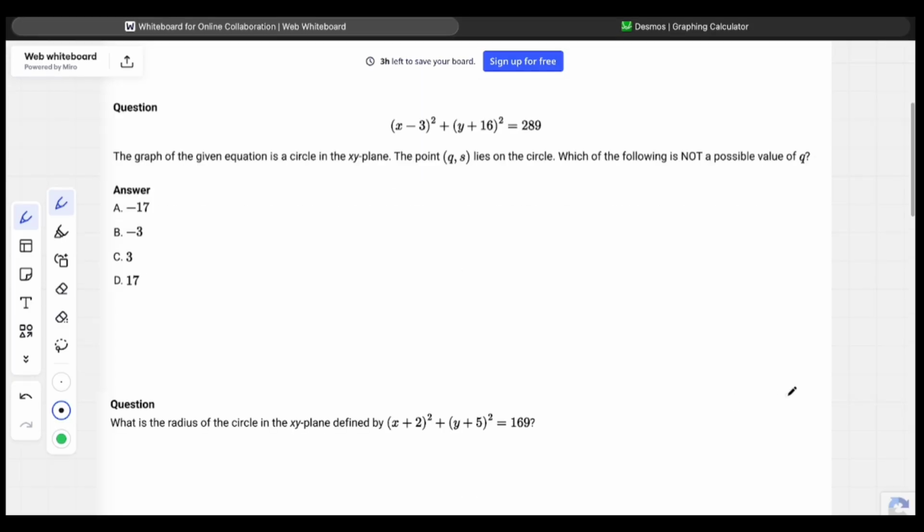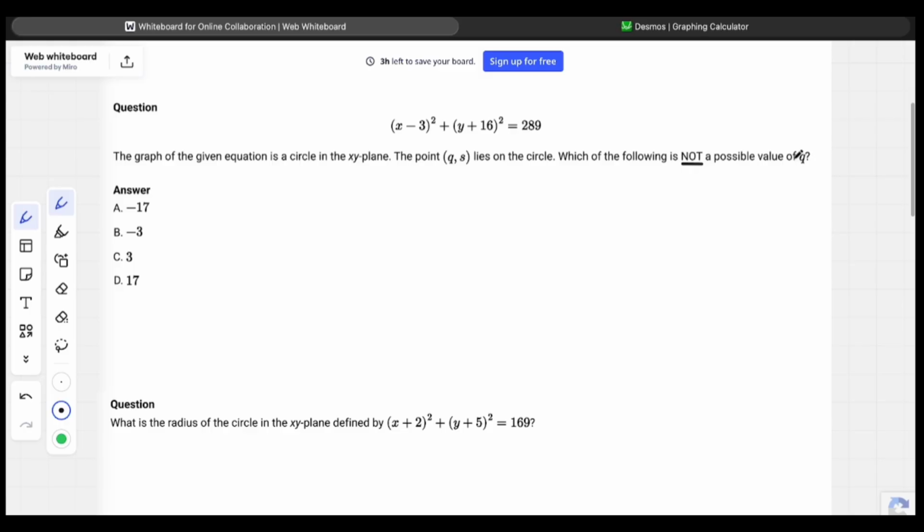Now on to the second question. It gives us the equation (x − 3)² + (y + 16)² = 289. Now we read the full question. The graph of the given equation is a circle in the xy plane. The point (q, s) lies on the circle. Which of the following is not a possible value of q?